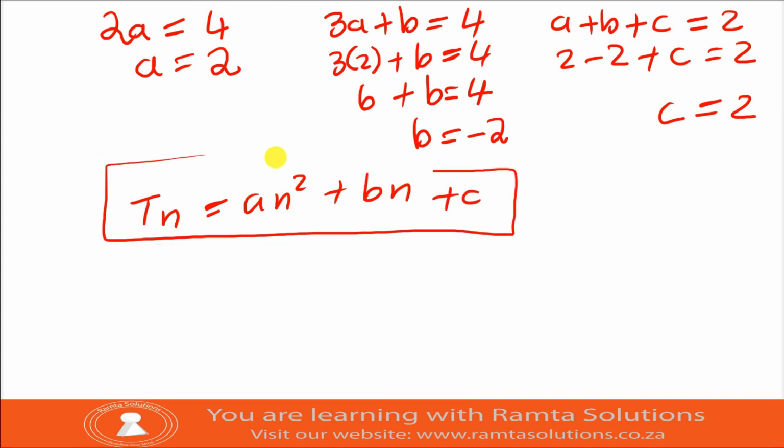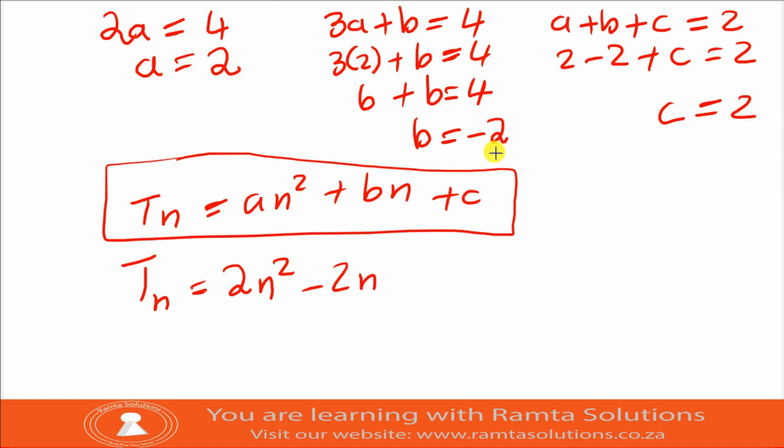Just a reminder. Therefore, our general term is Tn equals, what is this? Where there's A, I put 2. Where there's B, I put negative 2, negative 2n. Where there's C, I put positive 2.